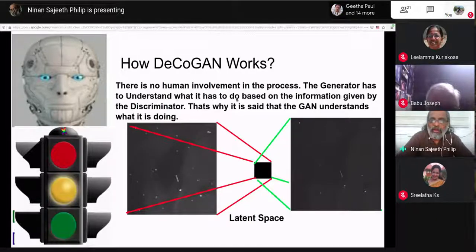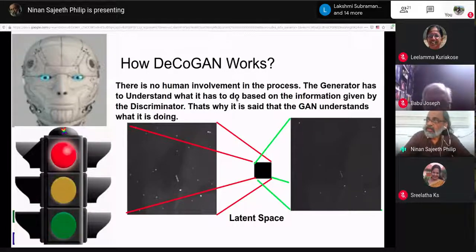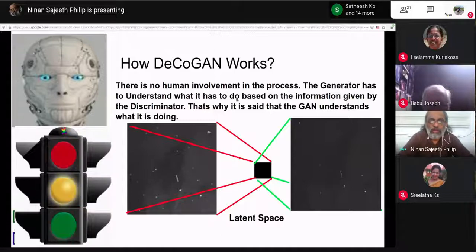Now, one important point here is that there is no human involvement in the process. The generator has to understand what it has to do based on the information given by the discriminator. And that is what the GAN understands, or we claim that the GAN understands what it is doing.